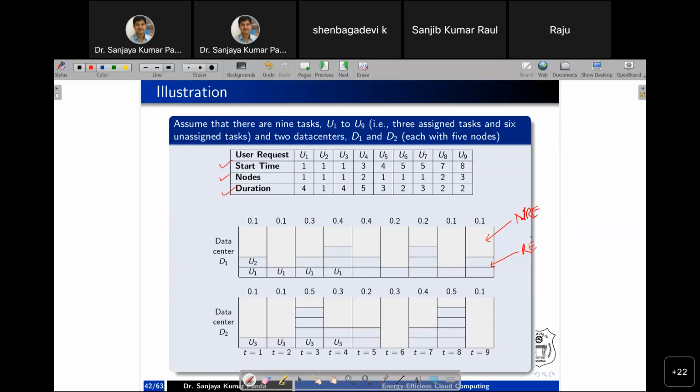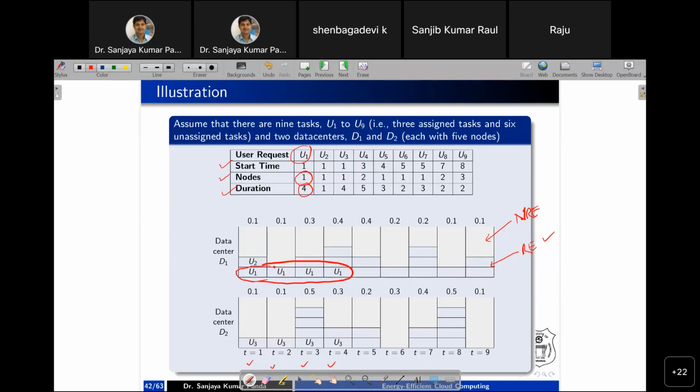So first, as I told you, we'll try with the renewable energy. If renewable energy can manage that, that's fine. Otherwise, we'll go for the non-renewable energy. See here, U1 can be assigned to data center 1 or data center 2, right? U1 requires one node for 4 units of time. So if U1 is given, it should be given for 4 units of time. These are time units 0, 1, 2, 3, and it requires only one node. So whether you assign to data center 1 or data center 2, you get renewable energy slots. That's why we give it to data center 1.